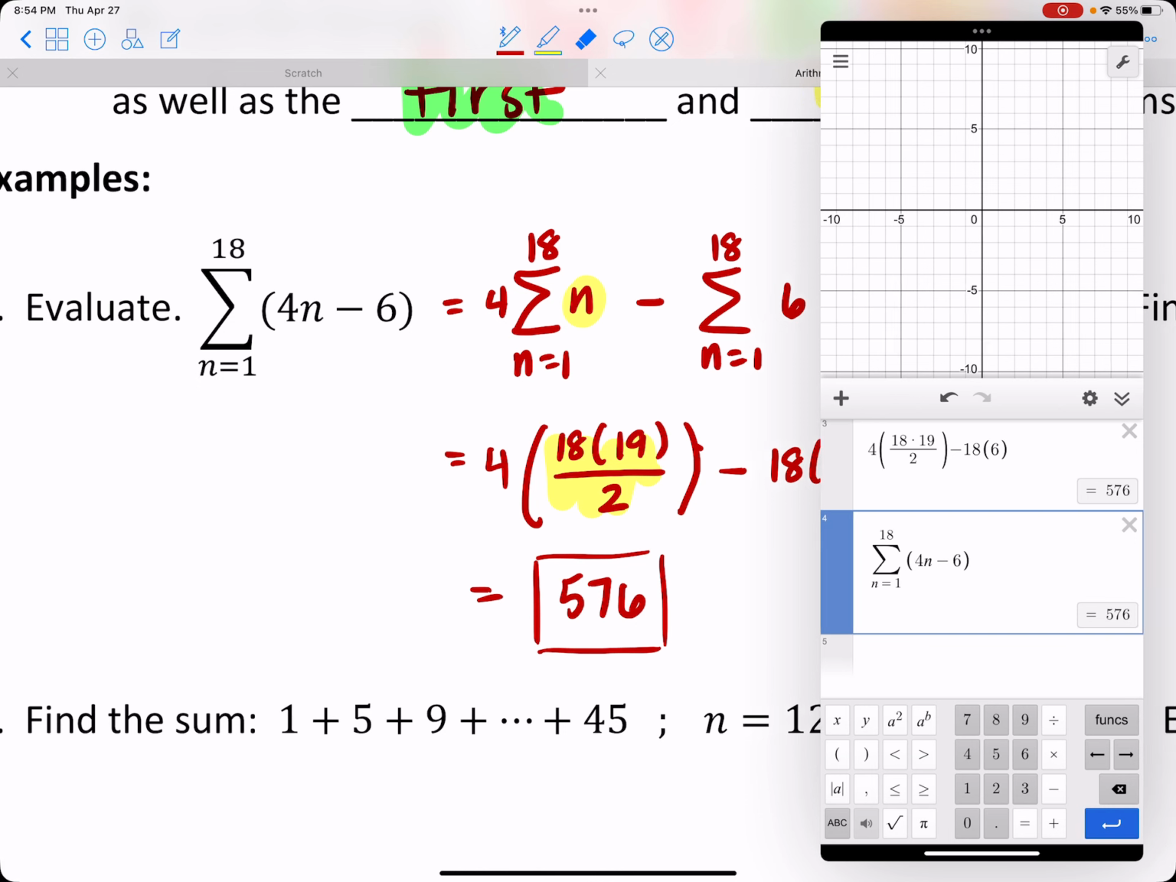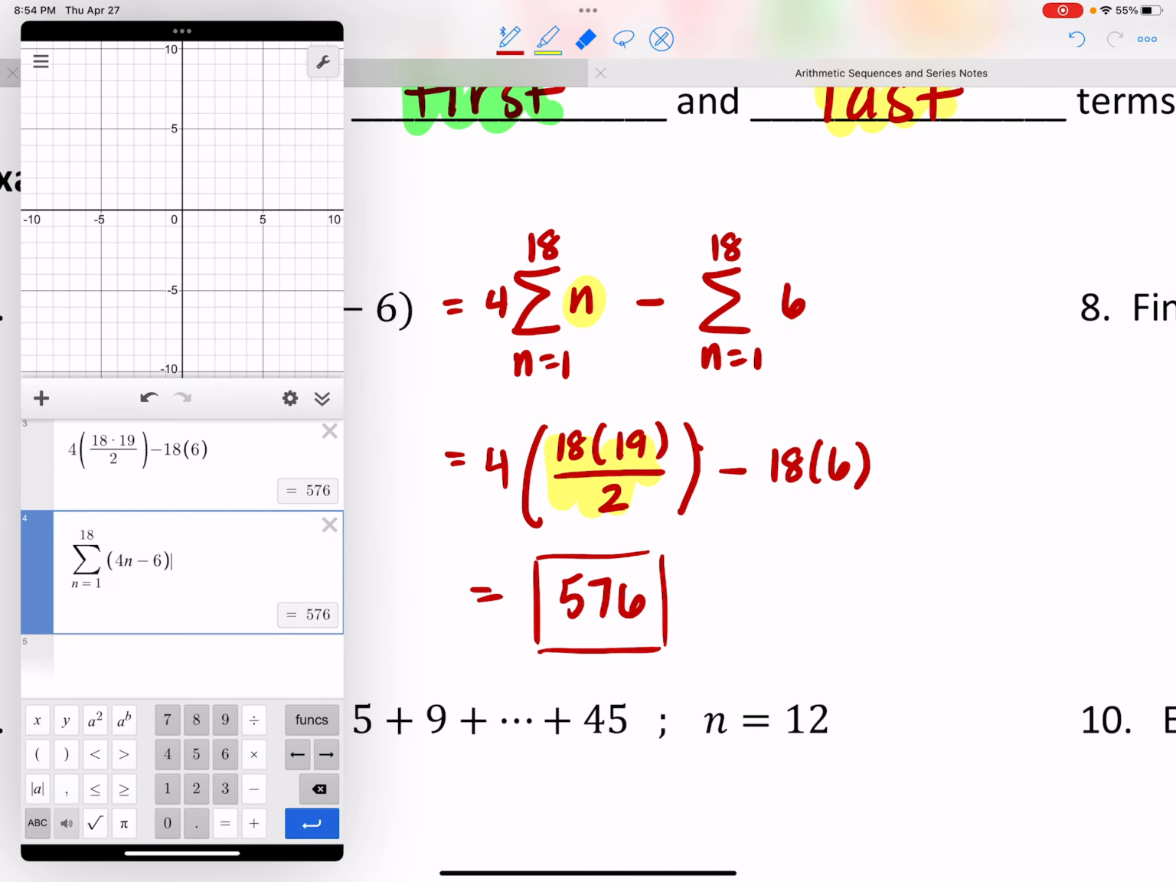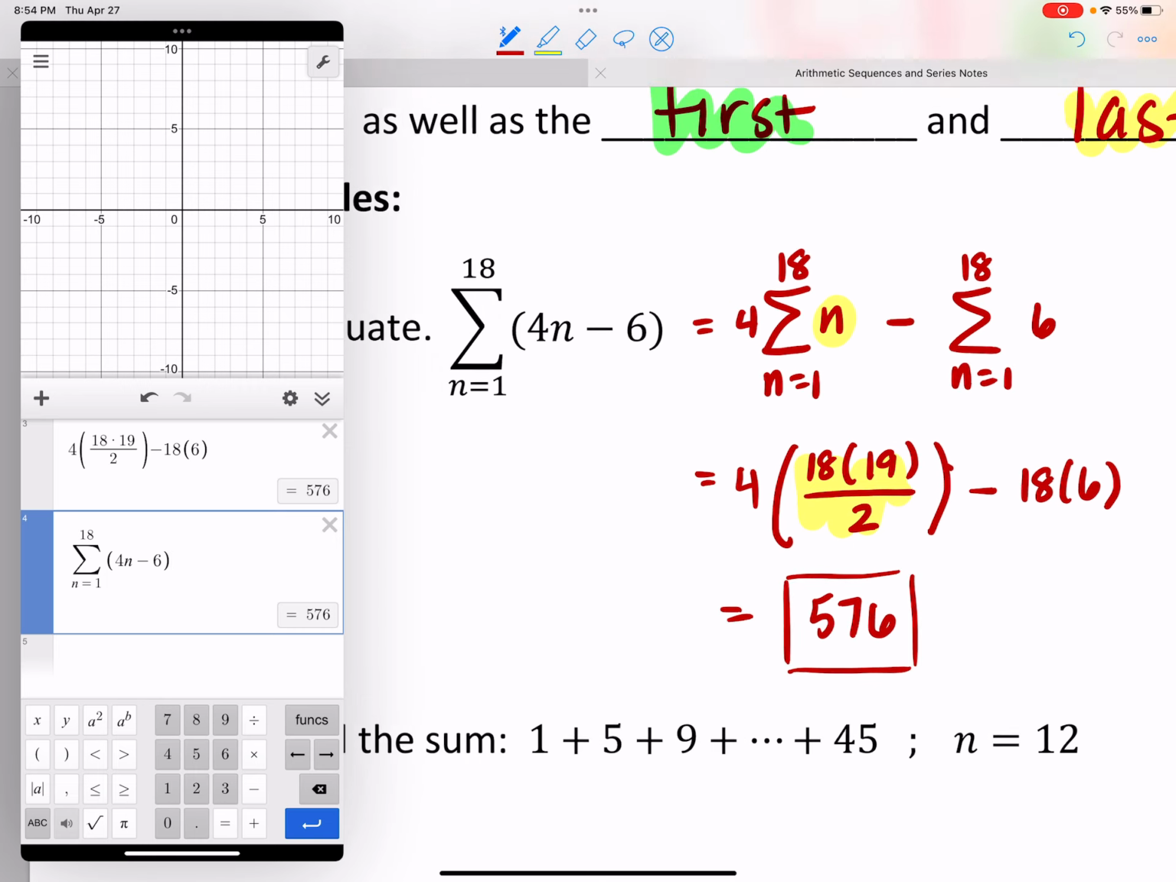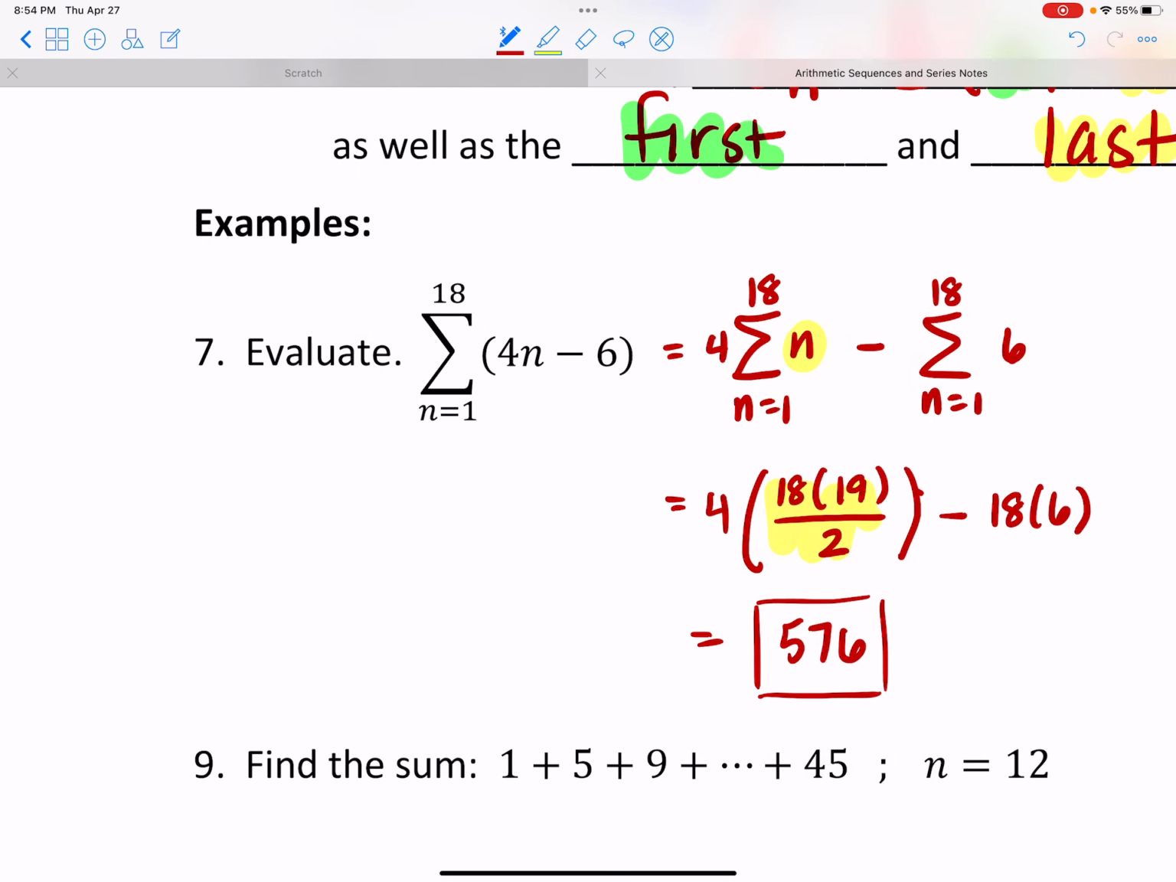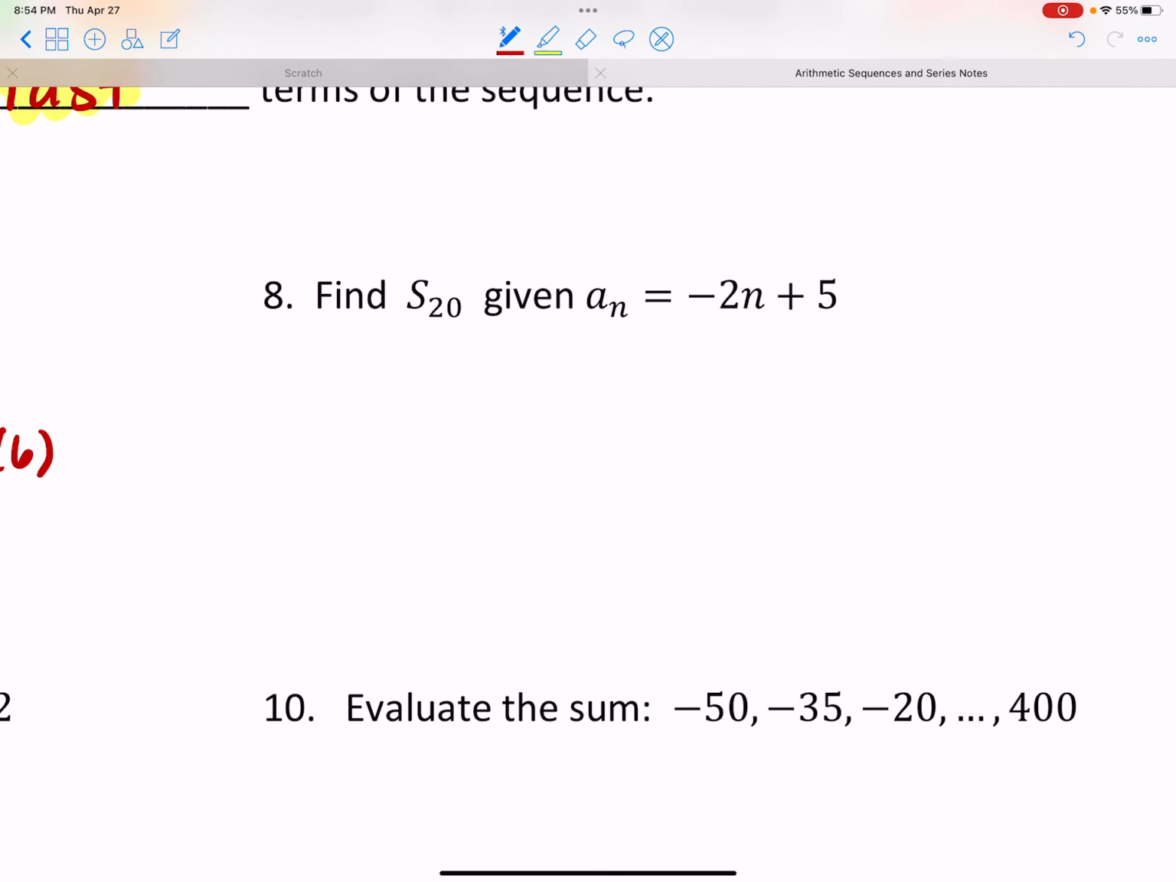Okay, so let's try another one. Actually, put my calculator away for a second. Okay, so here, different notation, a different setup for the problem, but we're going to do the same thing. So this says find the sum for 20 terms, and we know the explicit formula there. So this is written differently, but I can put this in summation notation, right? This says find the sum of 20 terms, so we're going to go from 1 to 20, and we know our explicit formula is negative 2n plus 5. So this is really just like the last one.